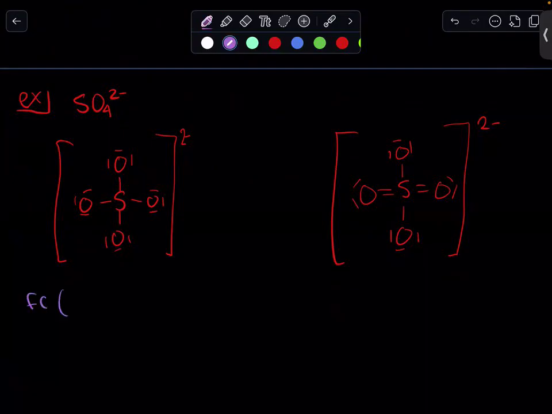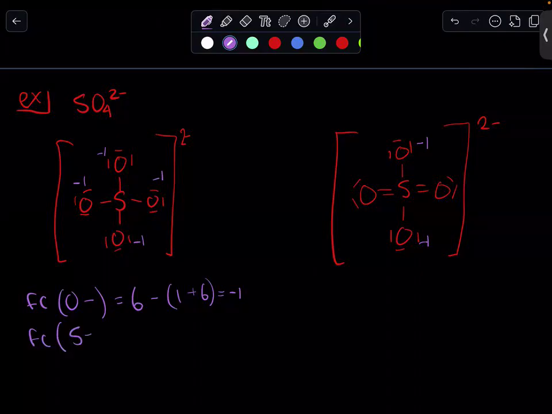So the formal charge for oxygen with a single bond is going to be 6 minus 1 bond plus 6 electrons for a total of positive 1. Or sorry, I did that math wrong. That is negative 1. So negative 1, negative 1, negative 1, negative 1, negative 1, negative 1. Our formal charge for sulfur with only single bonds is going to be 6 minus 4 bonds plus 0 for a total of 2.